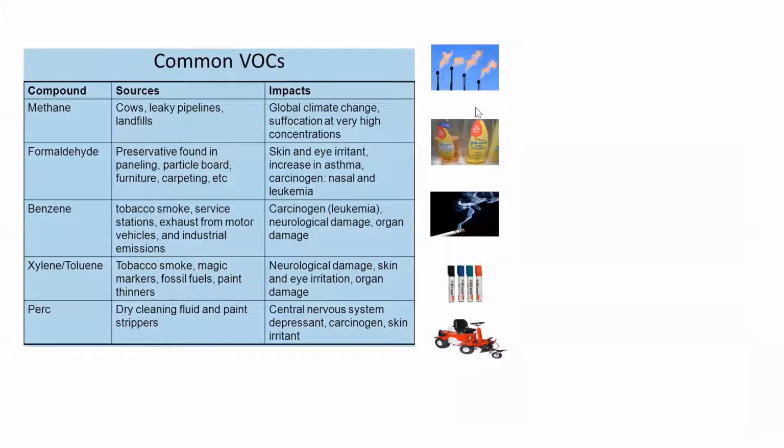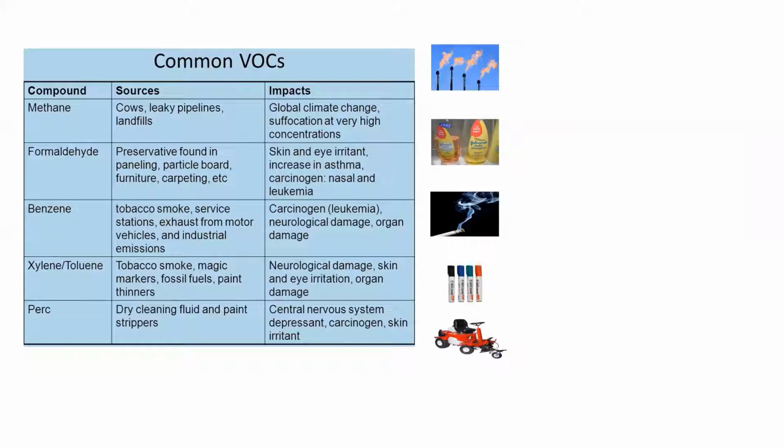VOCs, and these are volatile compounds that come from hydrocarbons, which are petroleum based. Methane is one of them, and the sources are cows, leaky pipelines, and landfills. The impact is that it causes climate change, meaning extreme weather conditions, elevated temperatures, melting of glacial caps, increased rainfall, all of which is very unhealthy.